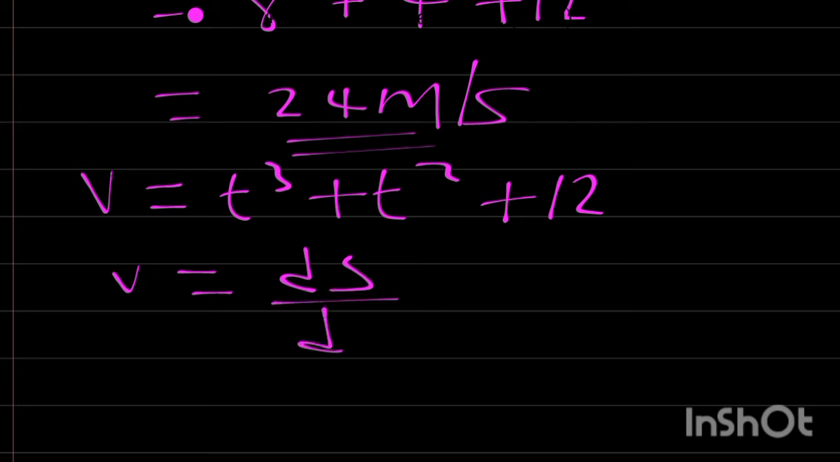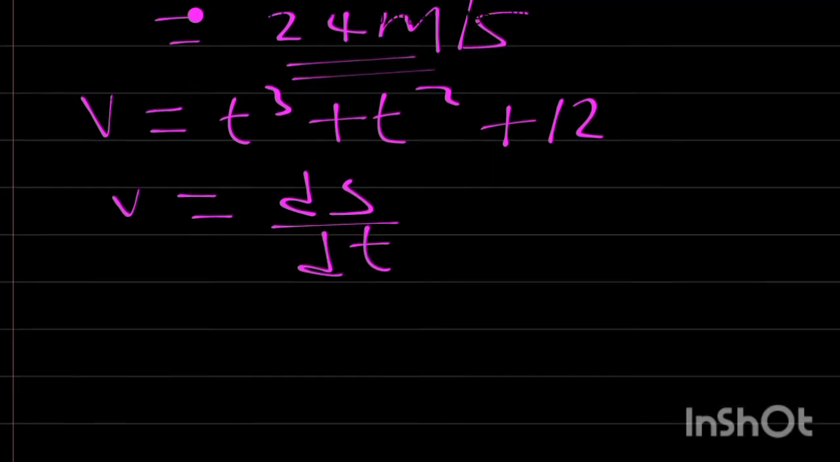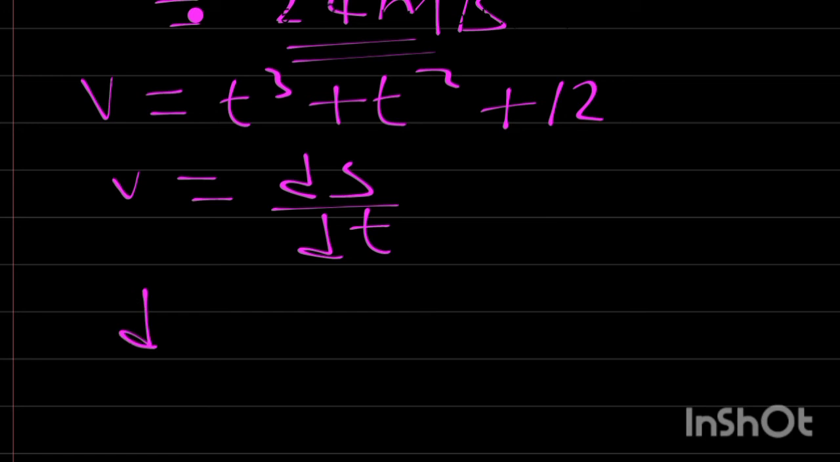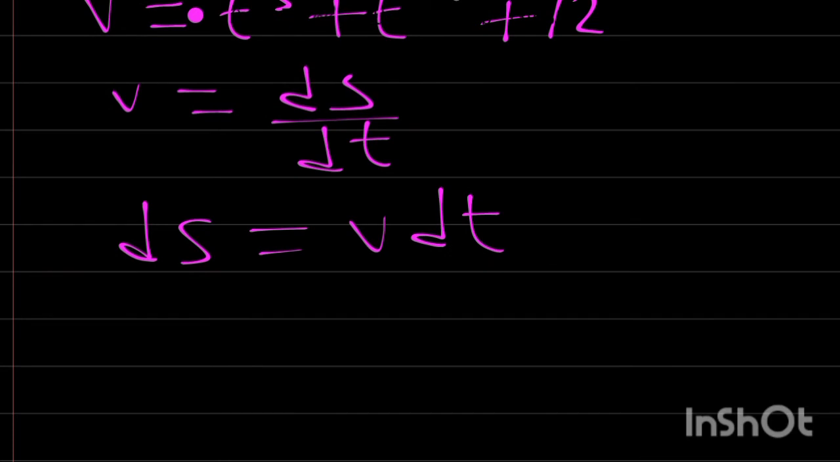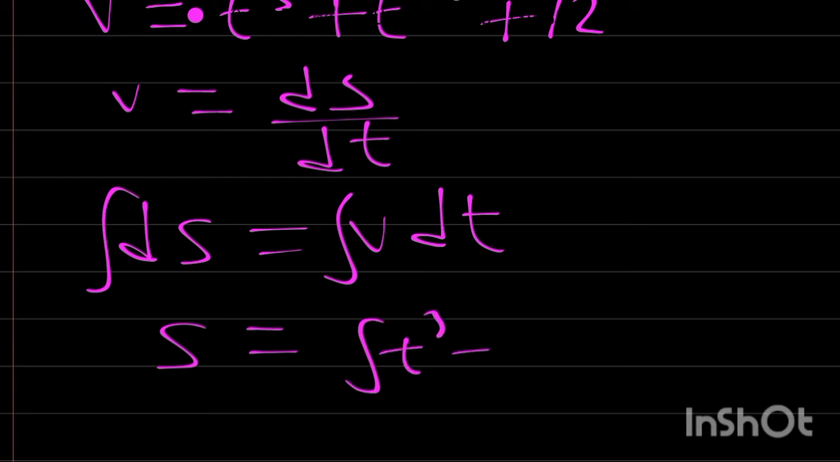Don't forget that velocity is equal to ds by dt. So we are calculating ds. Let's make ds the subject of the formula. ds is equal to v dt. Now at this particular stage, to calculate distance, you integrate both sides of the expression. Therefore, I have s is equal to integration of my v, t raised to power of 3 plus t raised to power of 2, then plus 12 with respect to t.